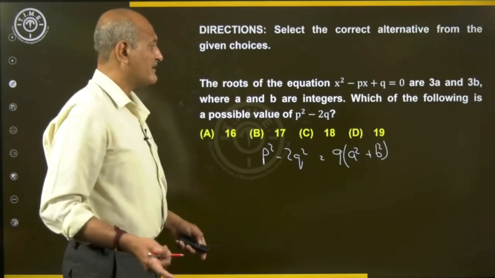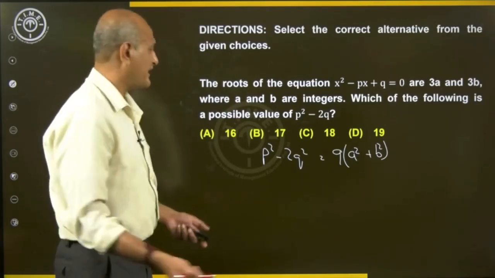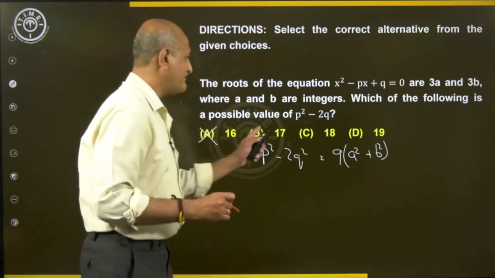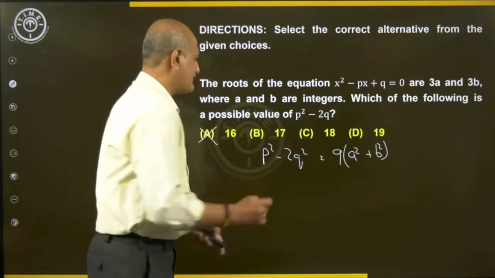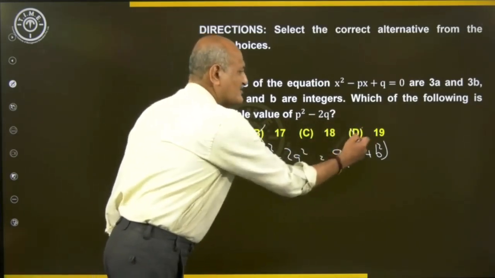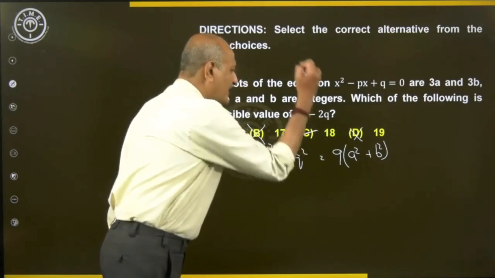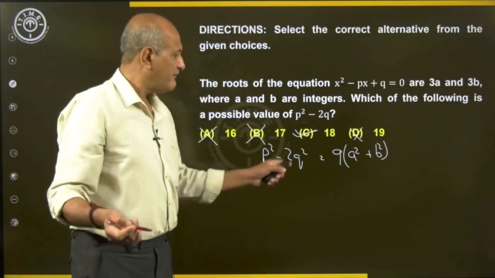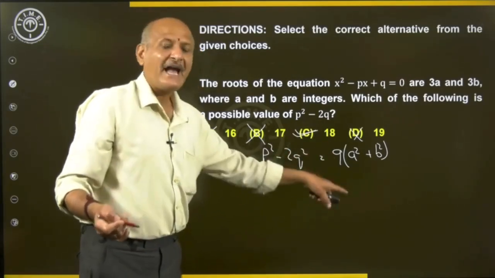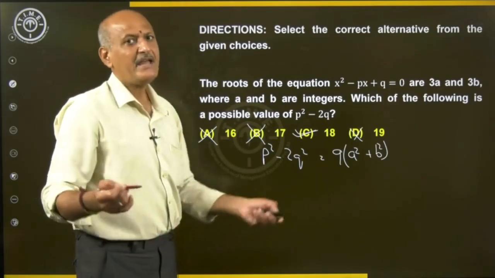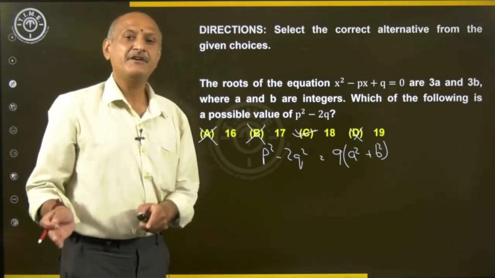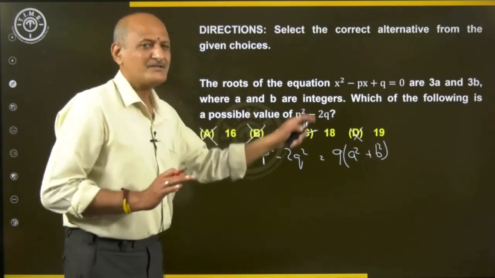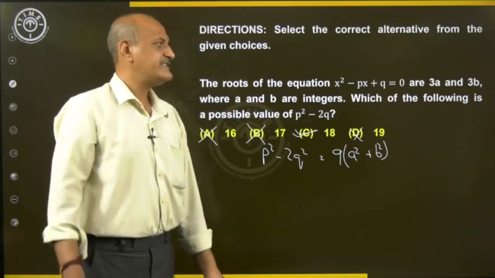So look among the options, which one is a multiple of 9? Is 16 a multiple of 9? No. So this cannot be the possible value. Similarly, 17, 18 and 19. Among these, we can quickly identify 17 and 19 are not multiples of 9. For integer values of a and b, our required answer can be equal to 18. That is the answer to this question. Among all the different possibilities, this is the possible value that can be the value for p square minus 2q.